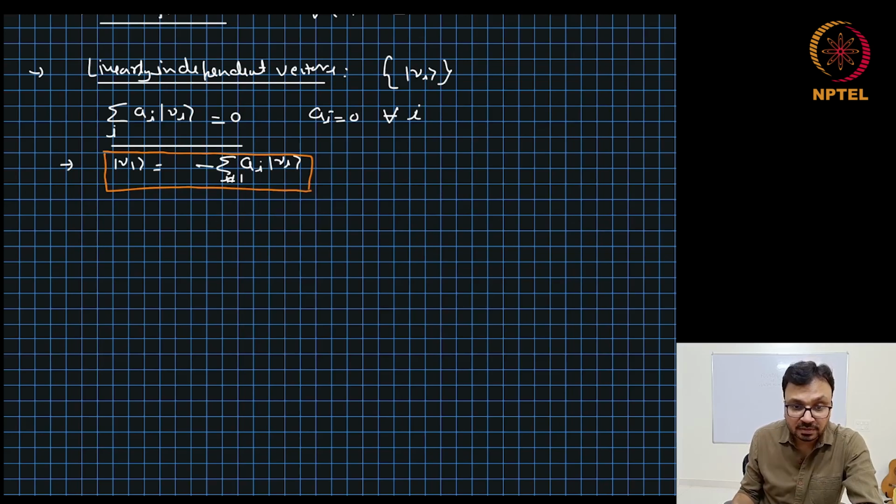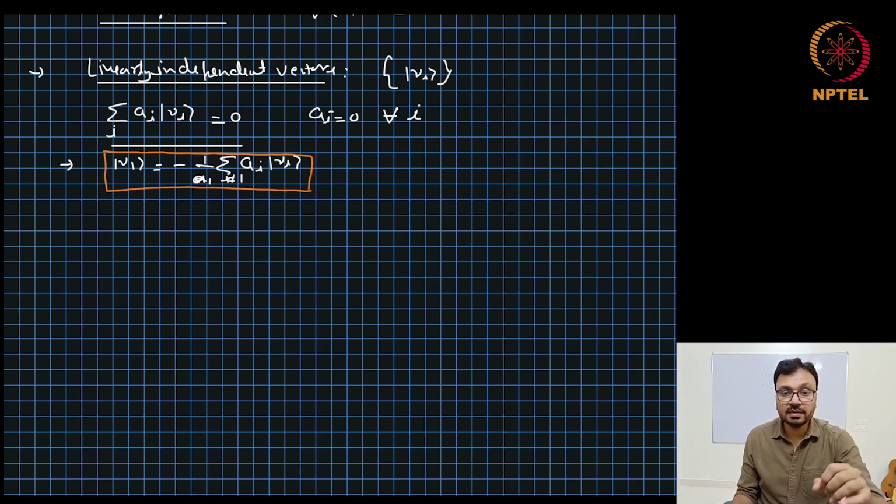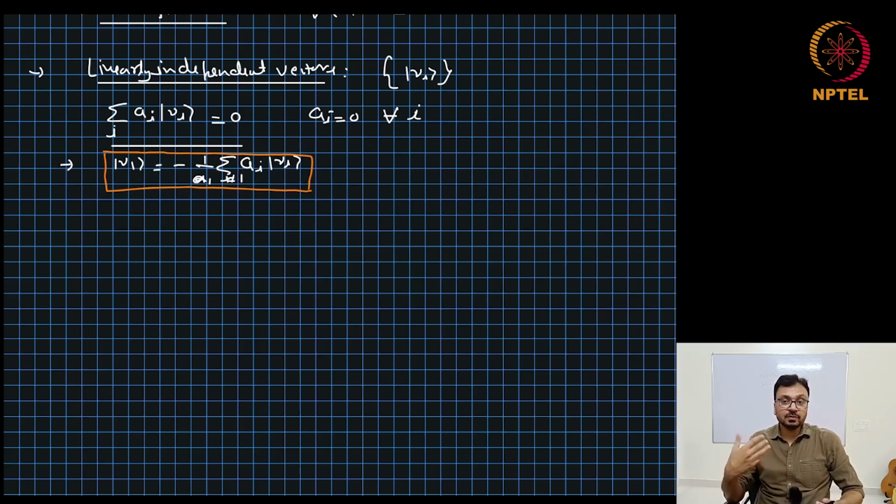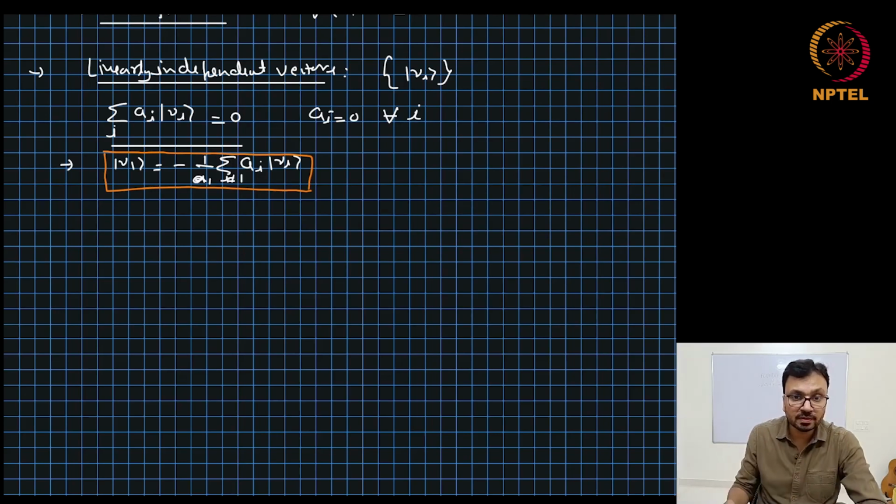So let us say a1 was non-zero, so it will be actually minus 1 over a1, and then the sum over i of ai vi. So it means we can write the vector v1 as a linear sum of all the other vectors in this set. In that way, one vector depends on the other vectors. So in that sense, it's not an independent set. The independent set will be the one in which none of the vectors can be written as a sum of the other vectors. Okay.